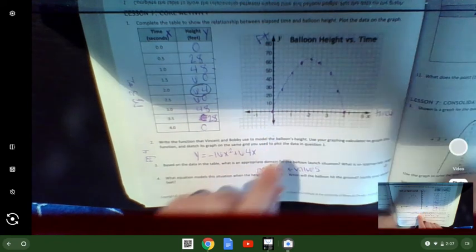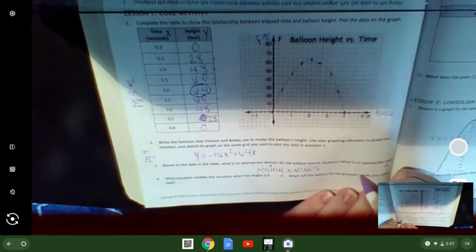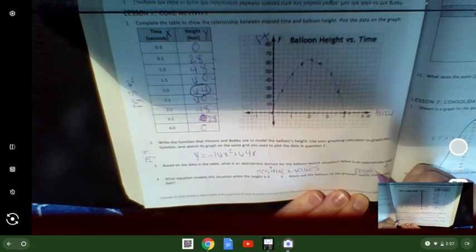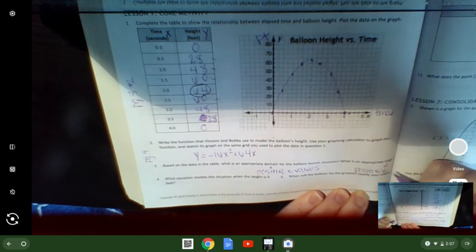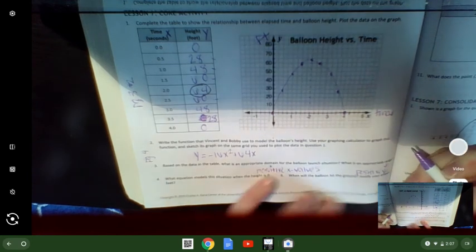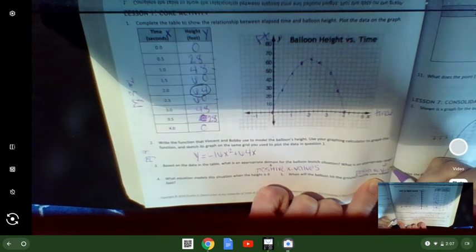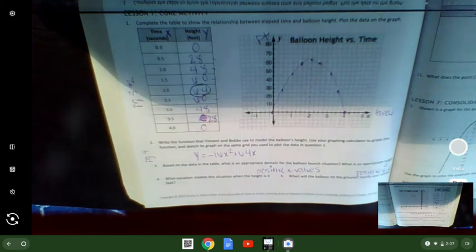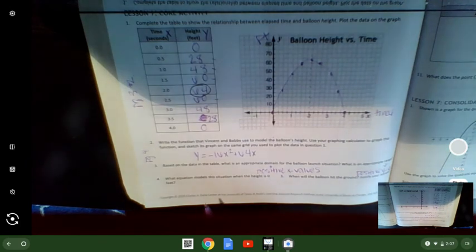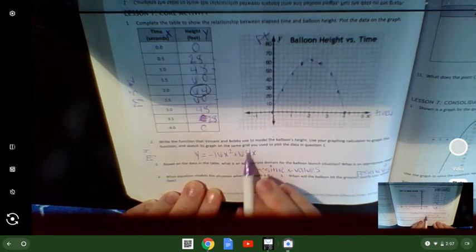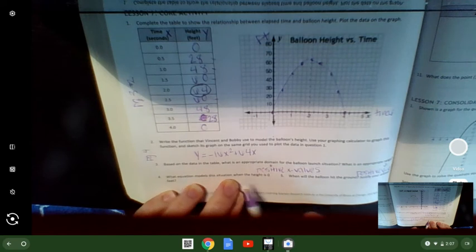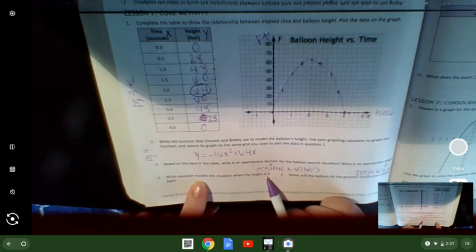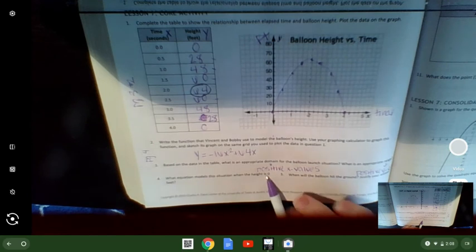Answer is no. Real life situations, you always have to consider what is realistic. In this case, it's not realistic to have any negative y values. It's not realistic to have any negative x values. We are going positive all the way around. So we have to ask the question, what equation, well, we already have an equation right here, models the situation when the height is 0 feet? What equation models this situation when the height is 0 feet?